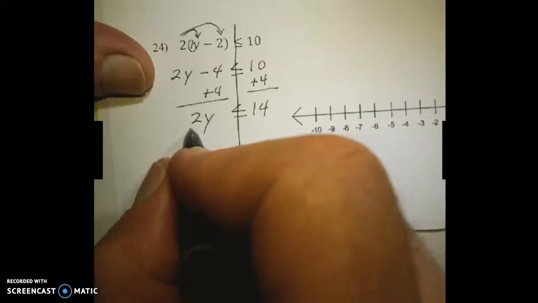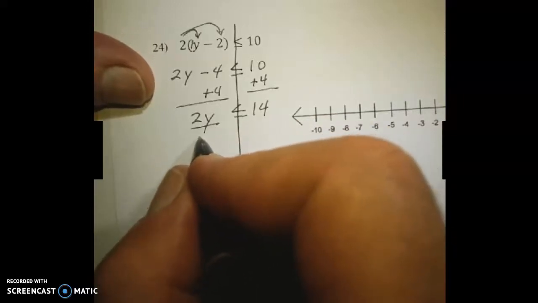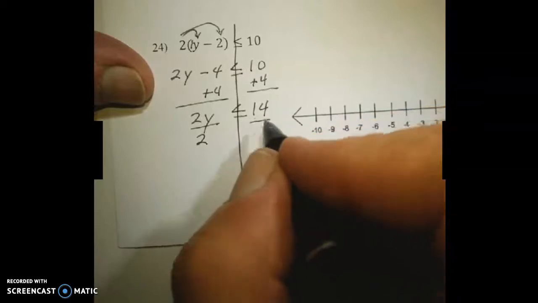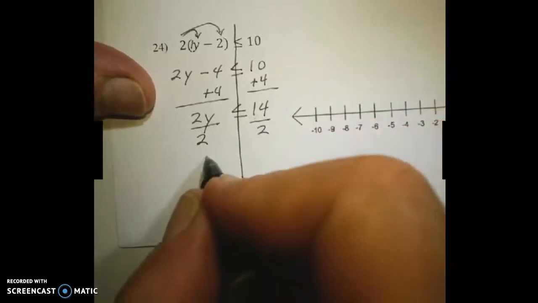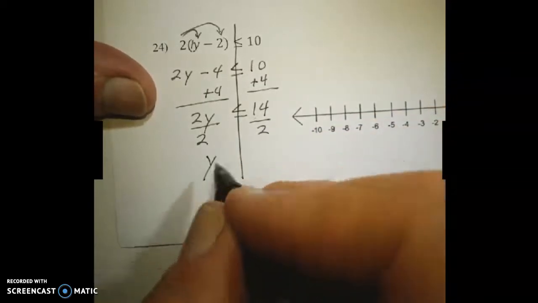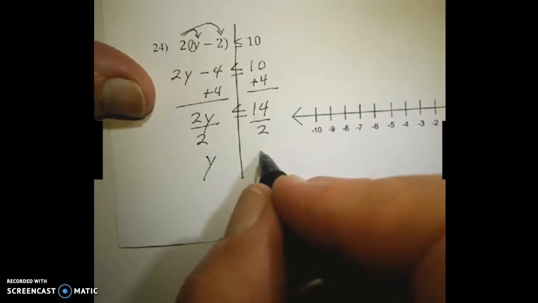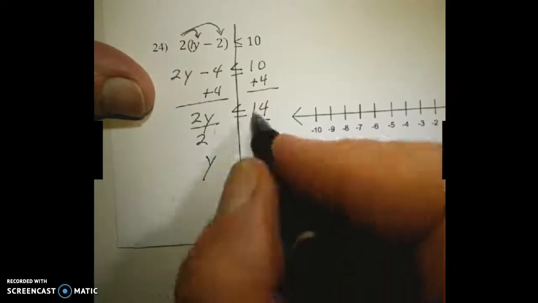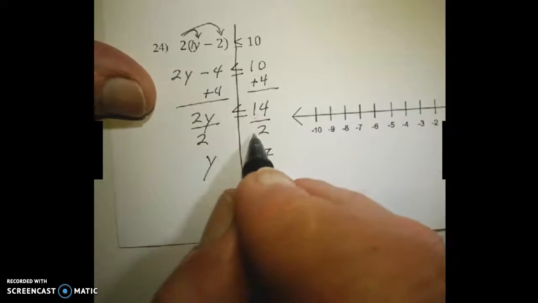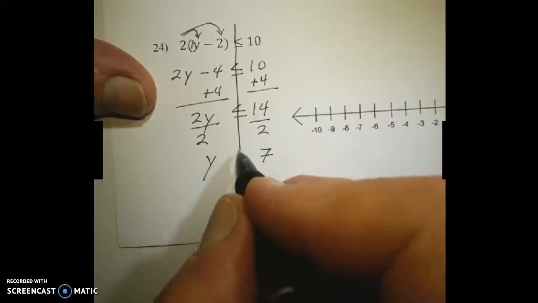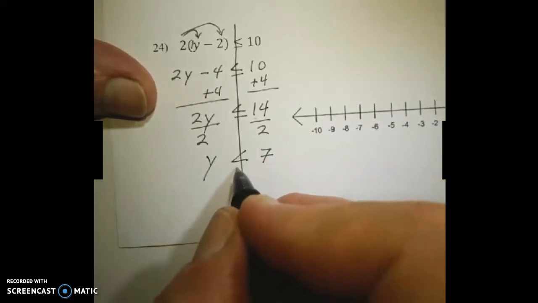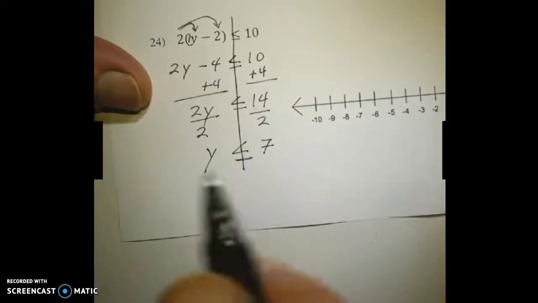y is being multiplied by 2, so to undo multiplying by 2, you divide by 2. Divide this side by 2. On the left, you get y. On the right, 14 divided by 2 is 7. You multiplied or divided by a positive number. That does not change the inequality. The inequality stays the exact same way it was.